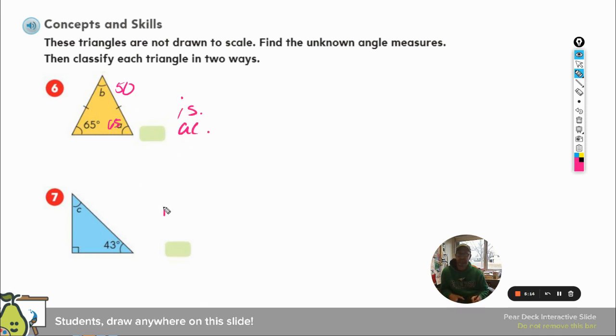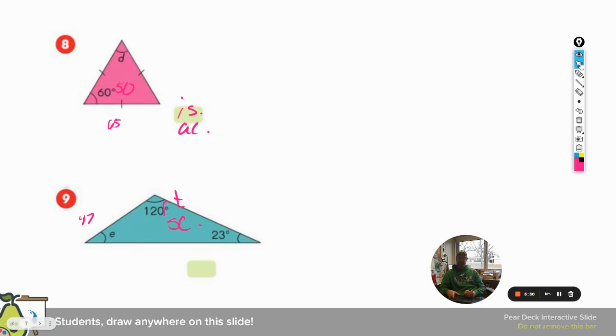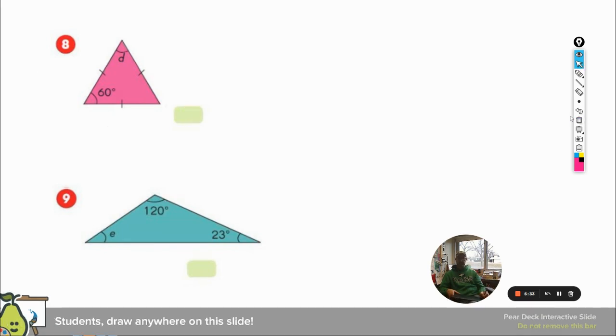Down here, you've got a right triangle where this is 43 degrees and this guy is 47. The angles are all different, meaning the sides are all different, and that's a scalene triangle. Bam. Next. Same thing here. Go, because I'm doing it in about 5 seconds.